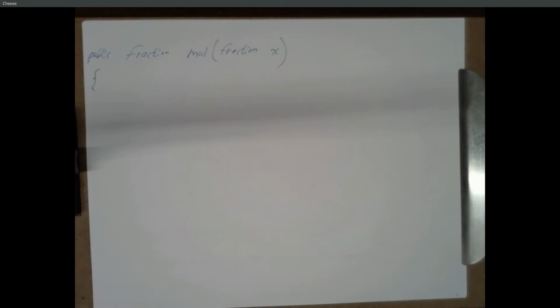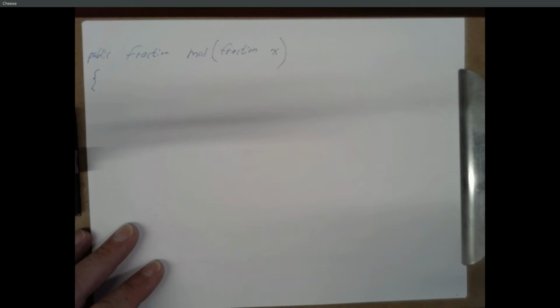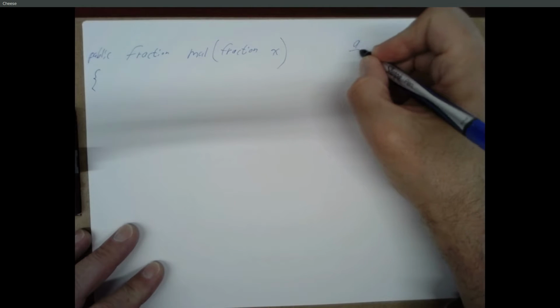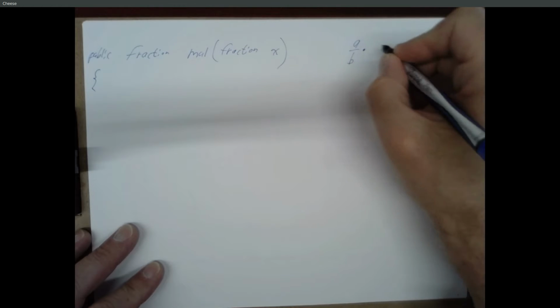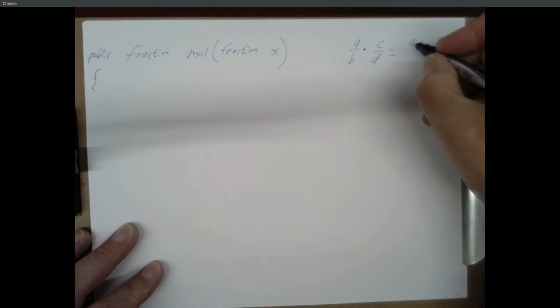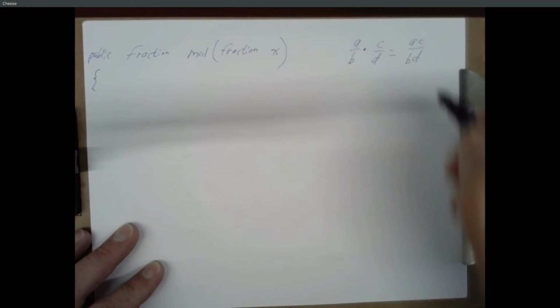And if you can do this, you're an object-oriented programmer. It's a mental hurdle to be comfortable with this. So let's see what this looks like. Suppose we have a fraction a over b, and we multiply by a fraction c over d. We should get ac over bd, right?